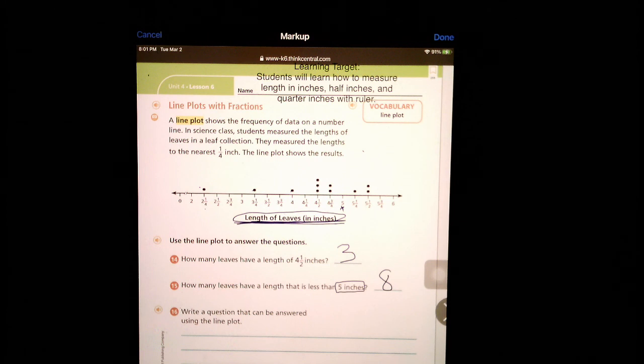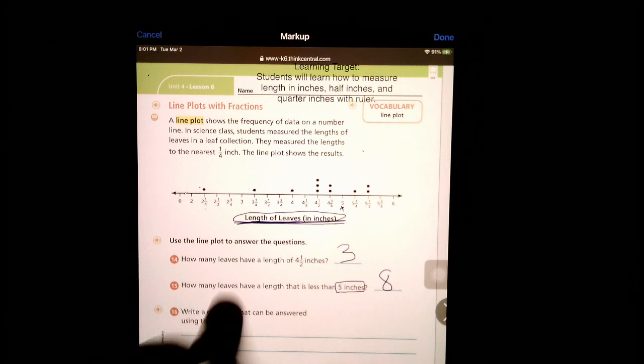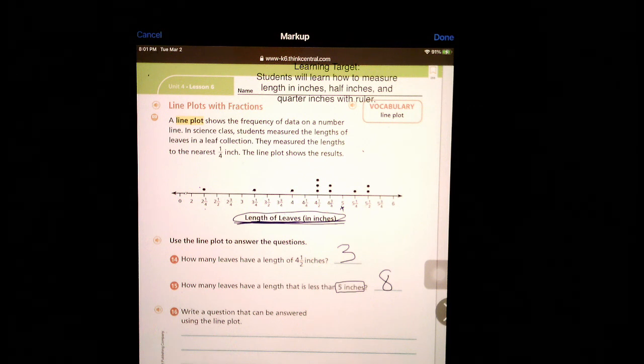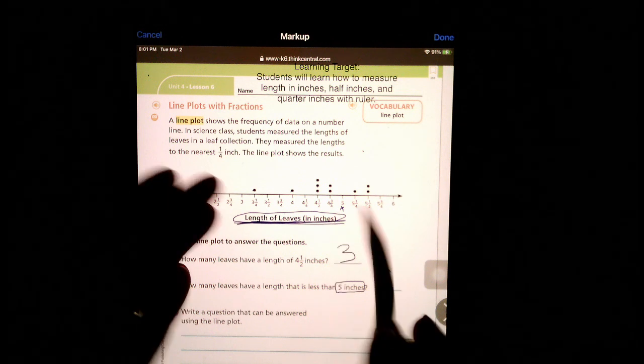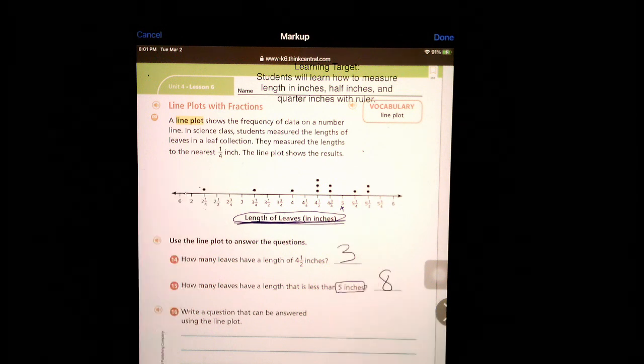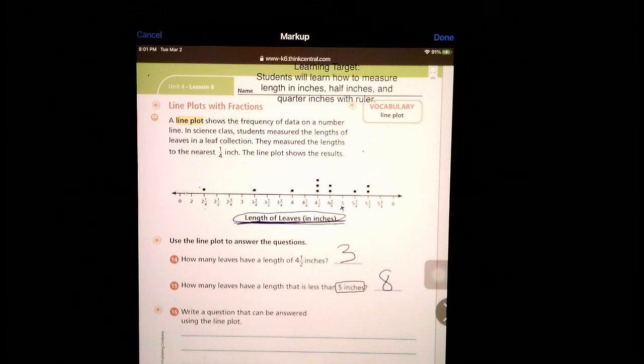So let's take a look at question number 16. Write a question that can be answered using the line plot. Your answers are going to be different than mine. But here's one that you could have written on this line. How many total leaves were in the collection? That's a question that you could answer by looking at this line plot. So let's continue. Pause the video and then write your answer, and we will continue. Turn the page.